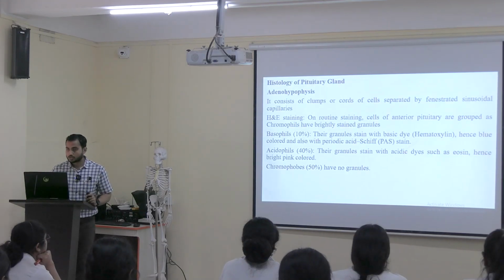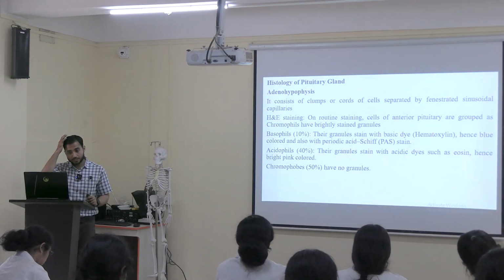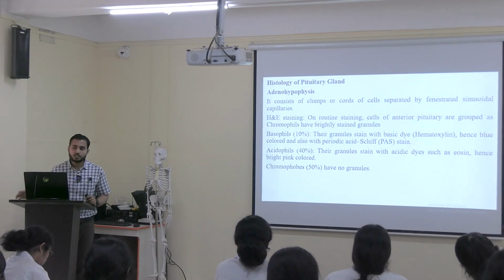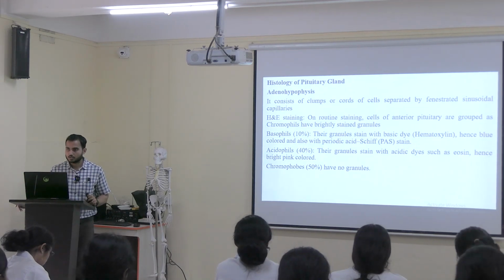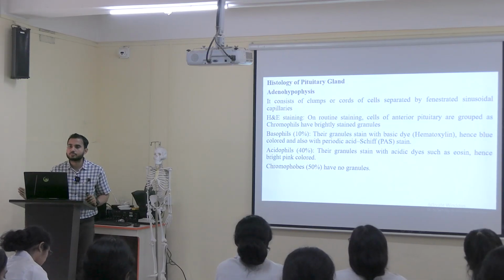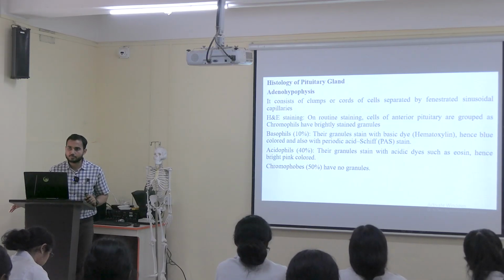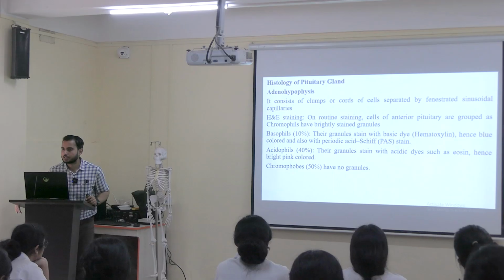Okay, next, we'll not go into more detail about the gross structure. Directly we'll go to the histology. Now in histology, first of all we'll see the adenohypophysis. We have to see the different types of cells present in the adenohypophysis, which cells are there, and what secretions are taking place from there.